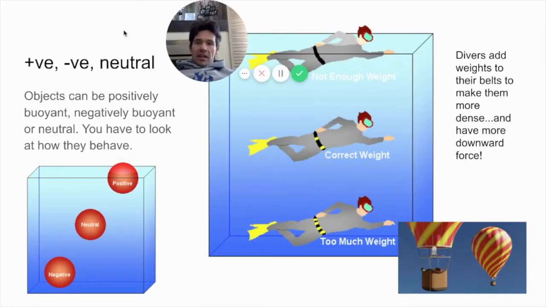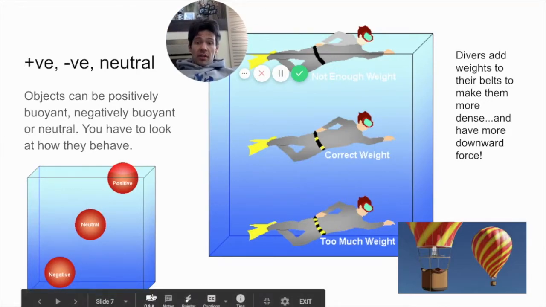What we're trying to understand is there's three levels of buoyancy: positive, negative, and neutral buoyancy. Positive buoyancy means you float, means the water, or the fluid you're in, is pushing up more than you are pushing down. So you stay up floating. Neutral is somewhere in the middle.